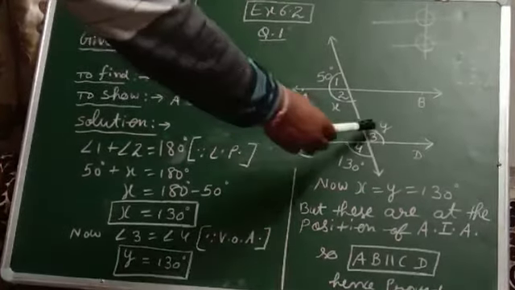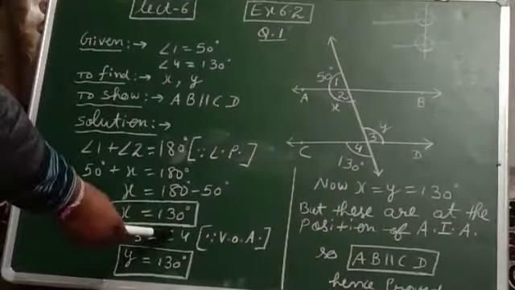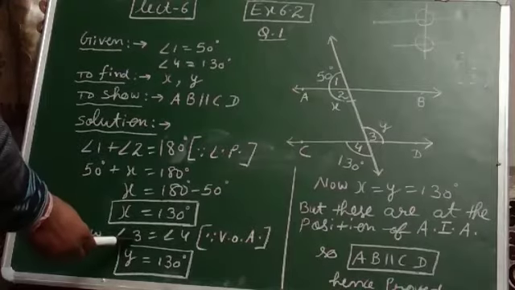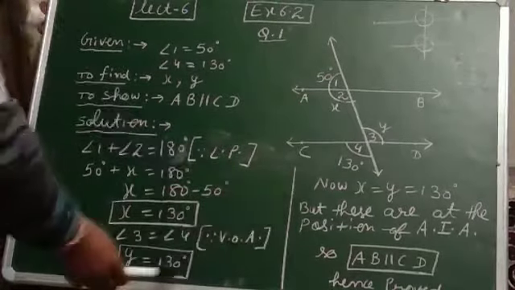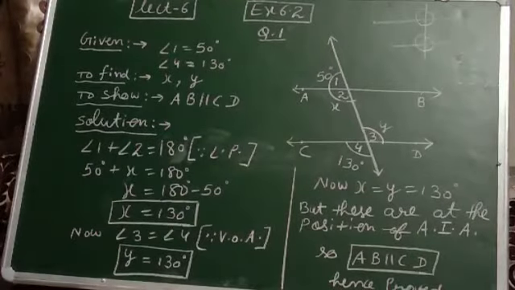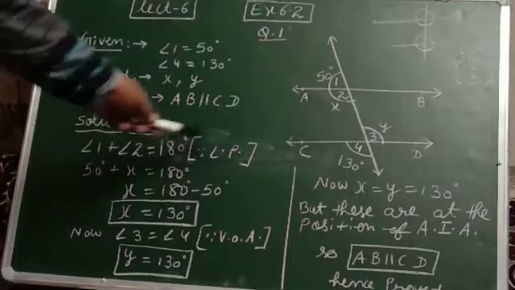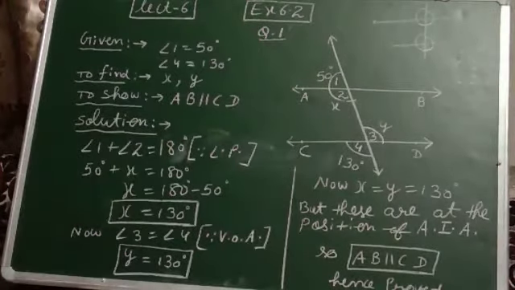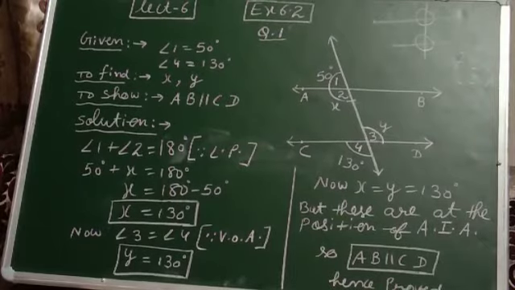Now if you see here angles 3 and 4, then these angles are equal. The reason is vertically opposite angles. In place of 3 we can write y, and in place of 4 we can write 130. So the value of y is 130. So we found the value of x by using linear pair of angles and angle y by using the vertically opposite angle result. Now we want to prove that these two lines AB and CD are parallel.